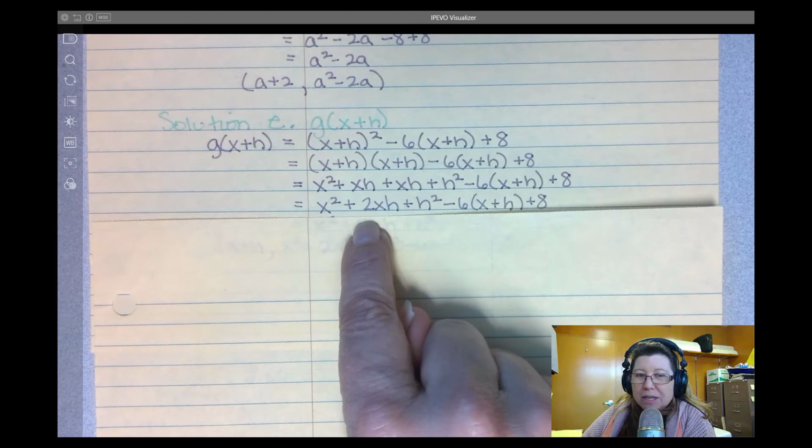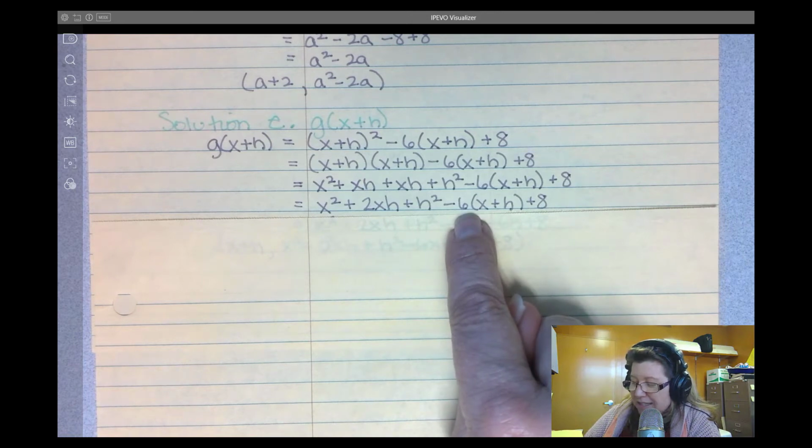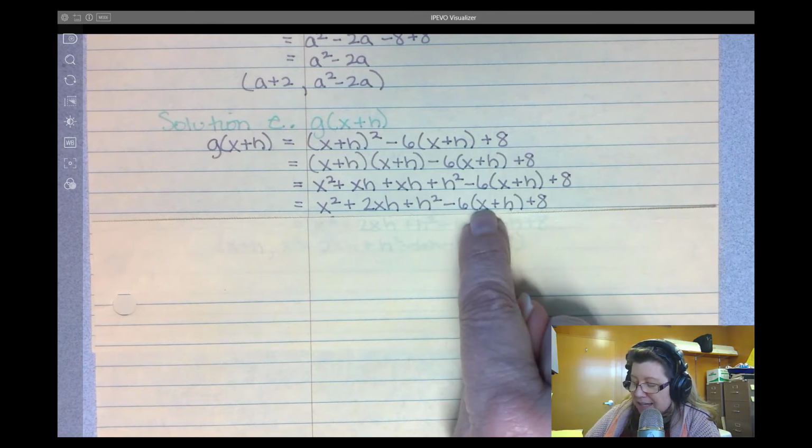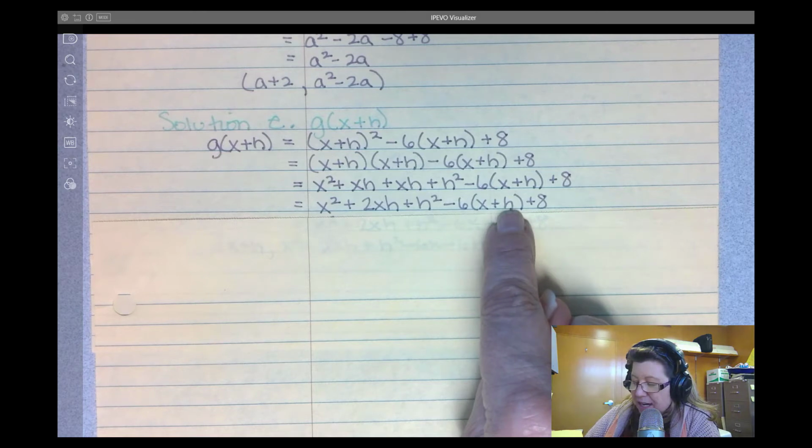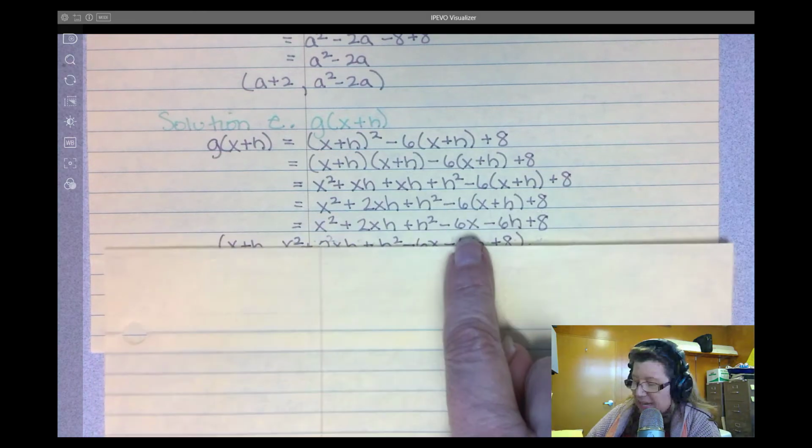Ooh, those are hard for me to say very quickly. All right. So now I'm going to distribute this -6. -6 times x is -6x, and -6 times h is -6h.